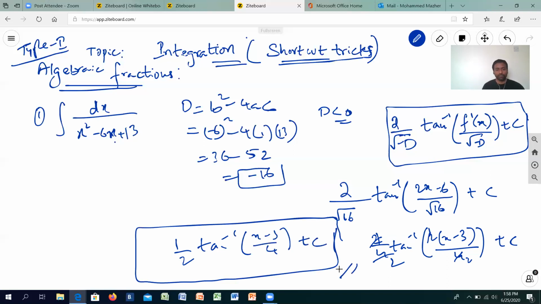This is what you will have to do, students. Just remember these two techniques, greater than 0 and less than 0. Apply the two separate formulas whenever the question comes.